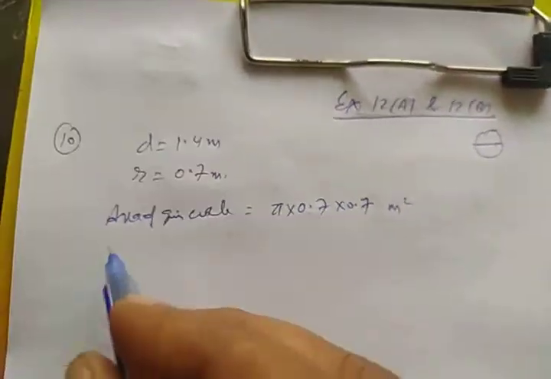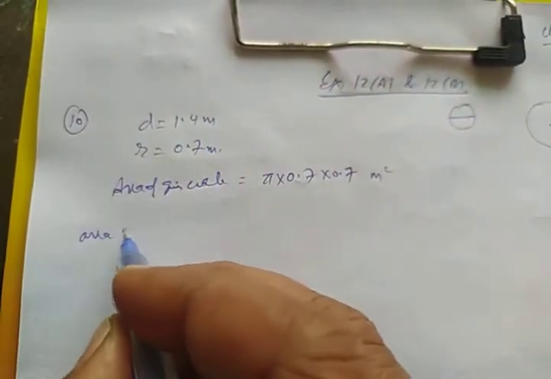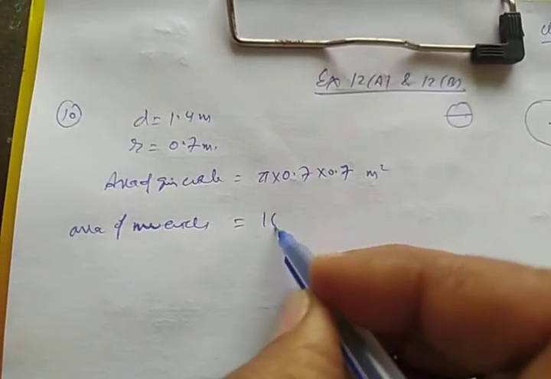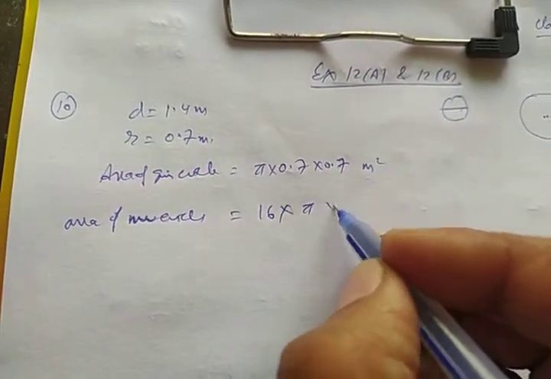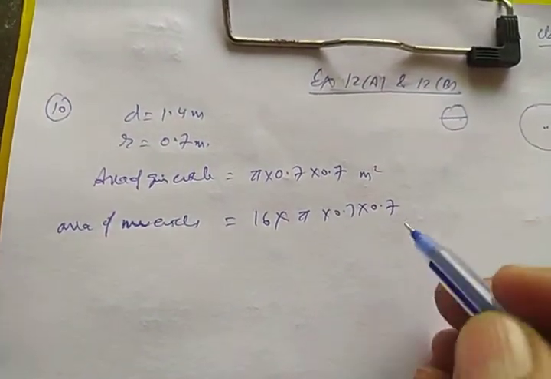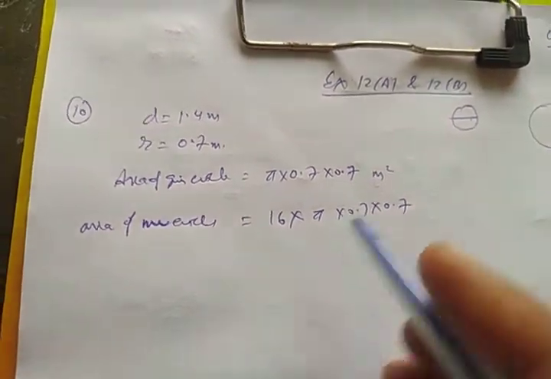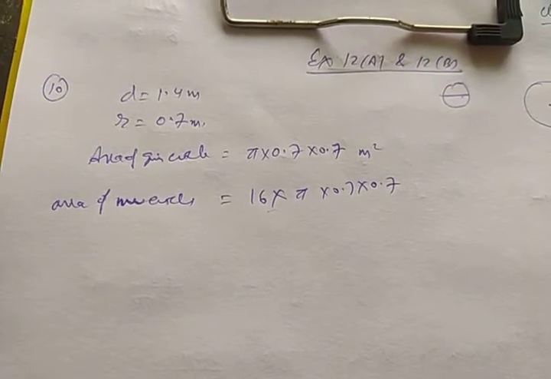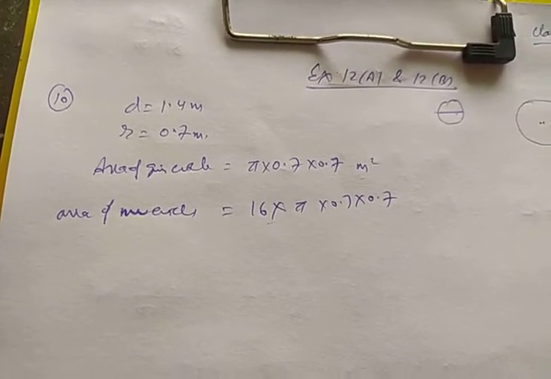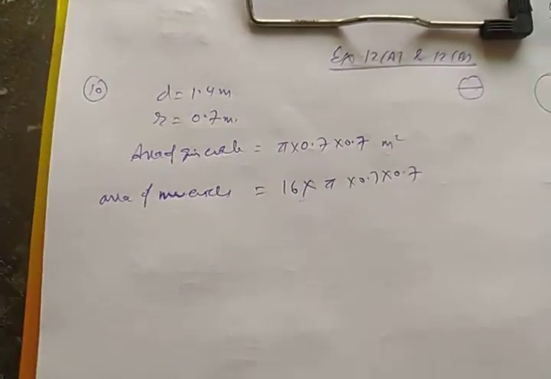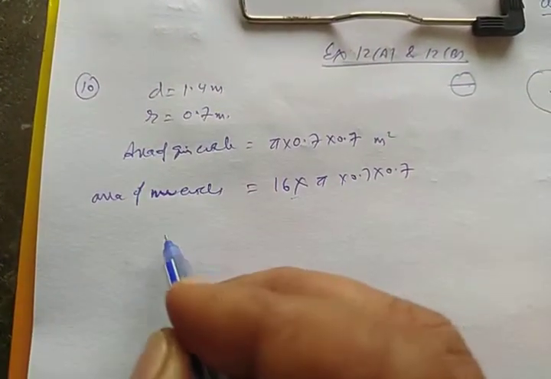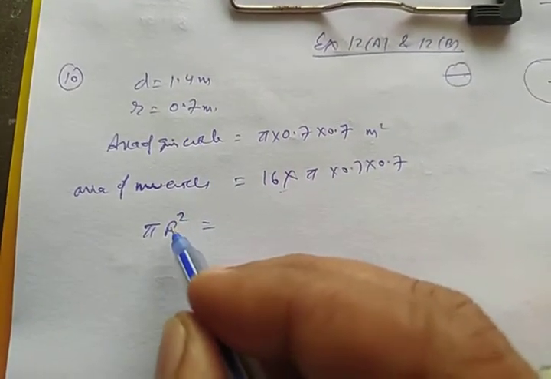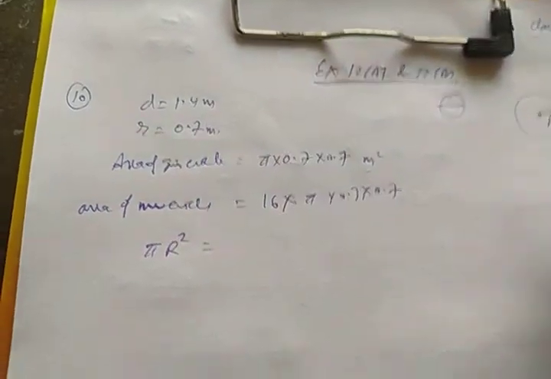This is meter square. Then the area of the new circle is 16 times the area of this, that is 16 into pi into 0.7 into 0.7. This is the area of the required circle whose circumference is to be found, and the circumference will be obtained when you know the radius. Then you should apply the formula pi r square for the area of the new circle. Here r is the radius of the bigger circle, capital R you can say.